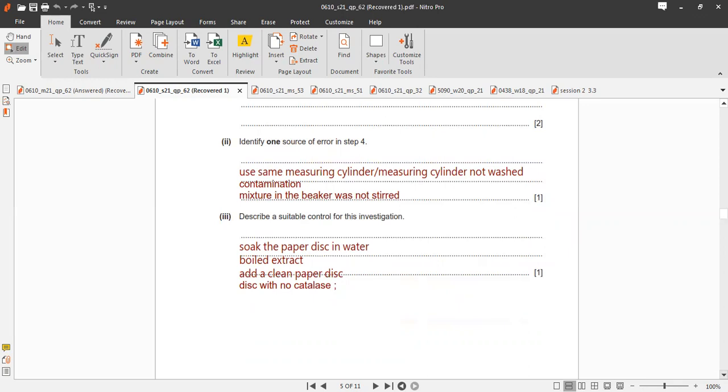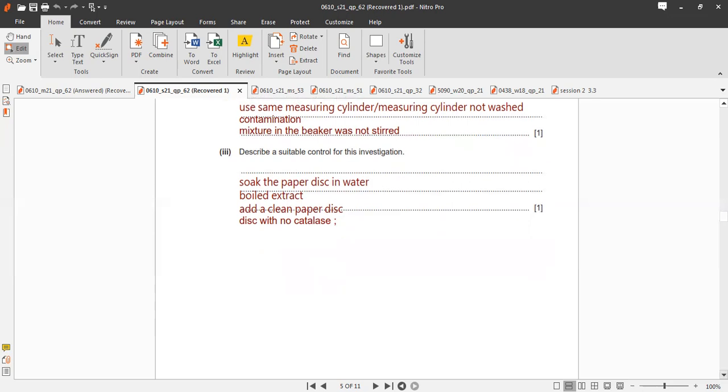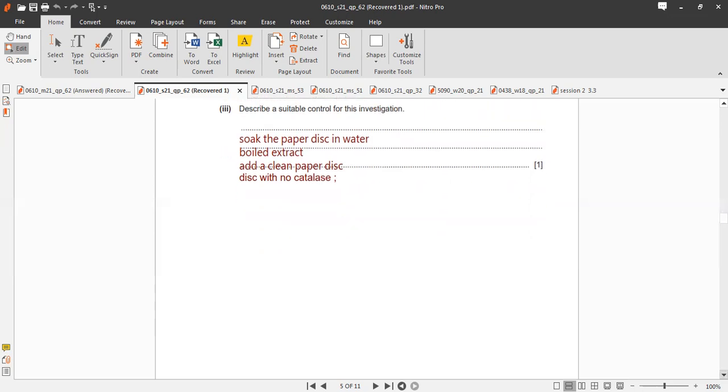Describe a suitable control for this investigation. Soak the paper disc in water, or use boiled extract, or add a clean paper disc with no catalyst. This is a suitable control for this investigation.